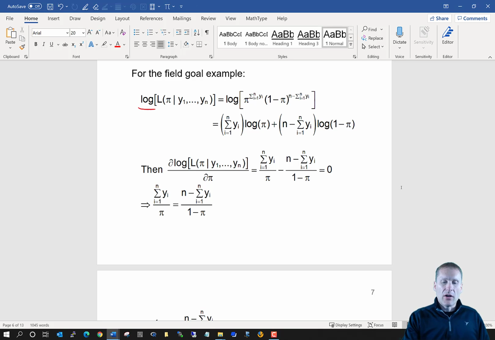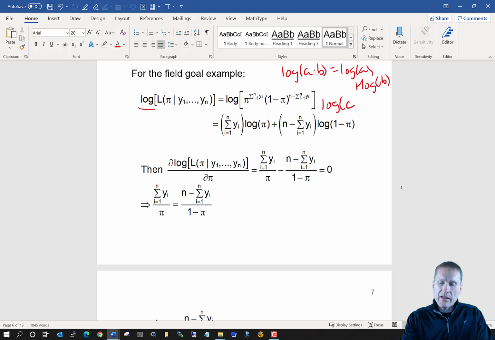So I first take the log of the likelihood function, just to review some properties of logarithms. If I have the natural log of a times b, that's going to be log of a plus the log of b. Also, if I had the log of, let's say, c raised to the d power, I can rewrite this as d times the log of c. Just basic review of logarithms. And so I'm going to apply those two properties to working with this likelihood function.